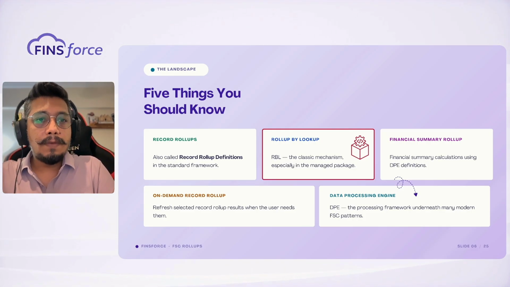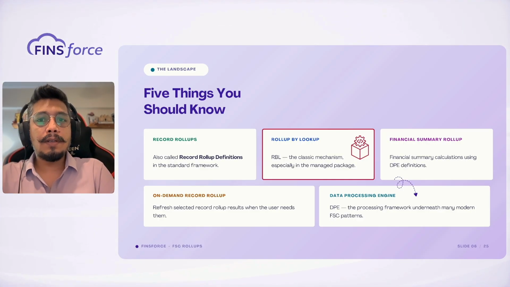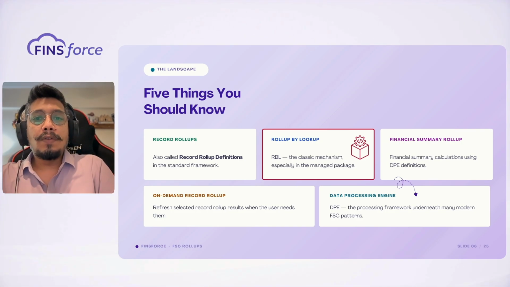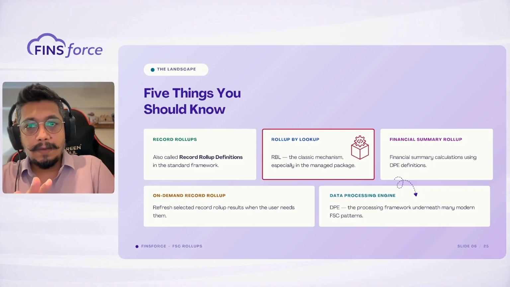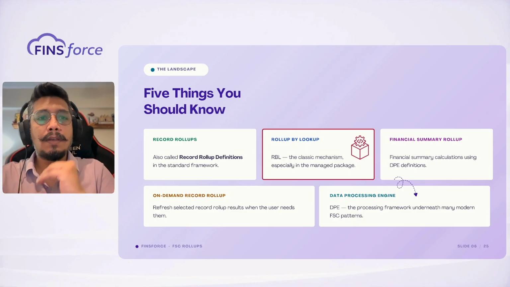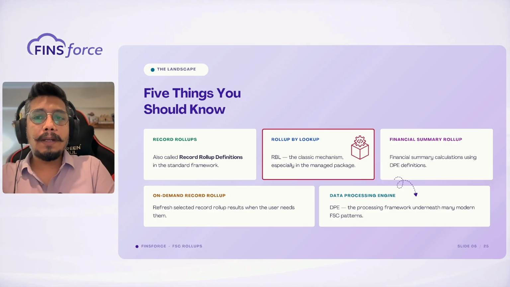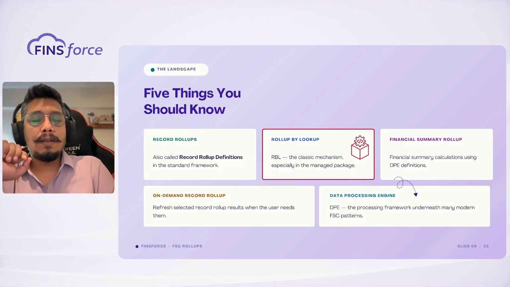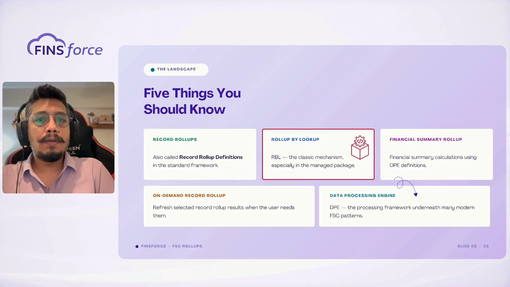Now there might be a few individuals who are still on the managed package. They are using the managed package version of Financial Services Cloud. For them the record by lookup functionality will be available, but they can migrate it to a data processing engine, which is more complex but more effective. If you are not on the managed package, you can skip this, but it's good to learn the basics: record by lookup is where you create the rules on lookup fields rather than master detail fields.